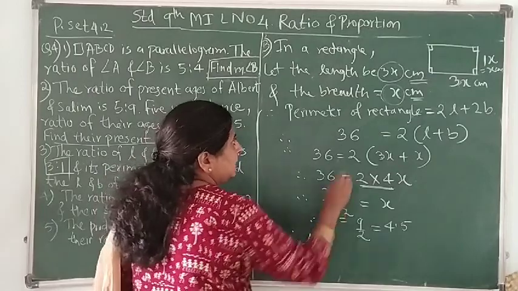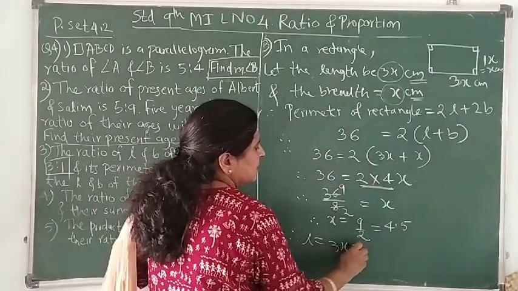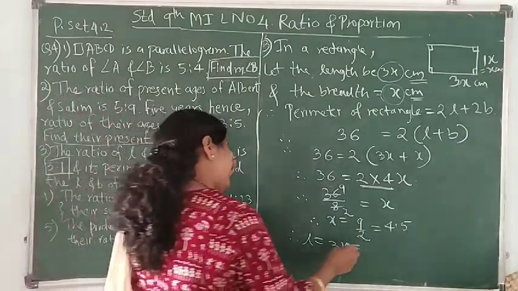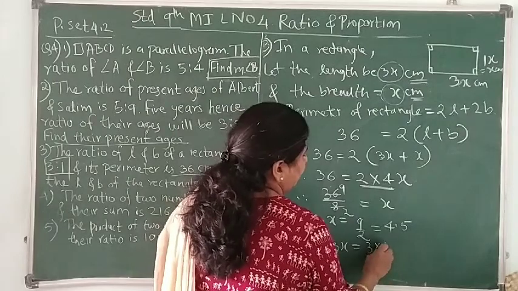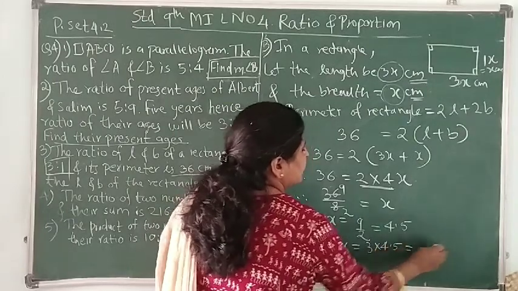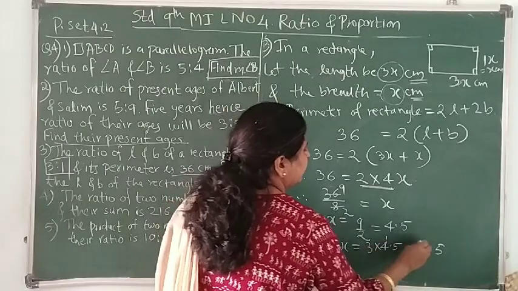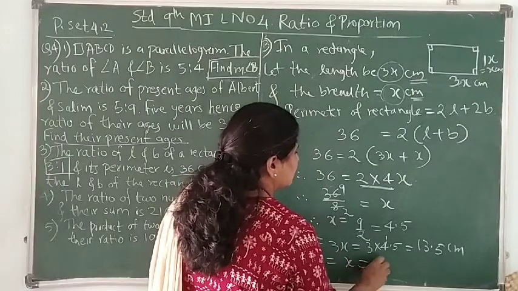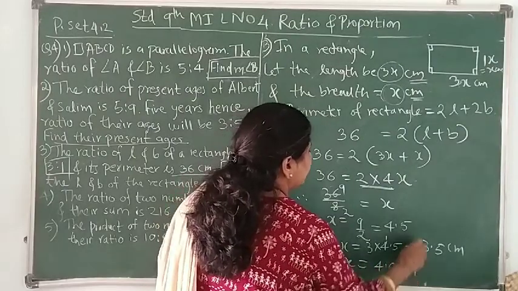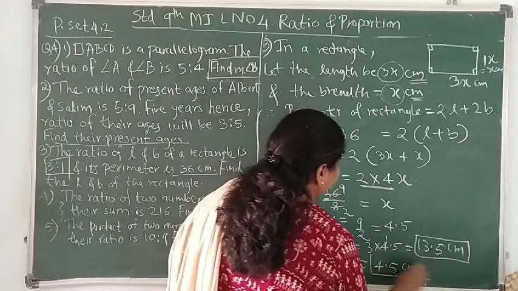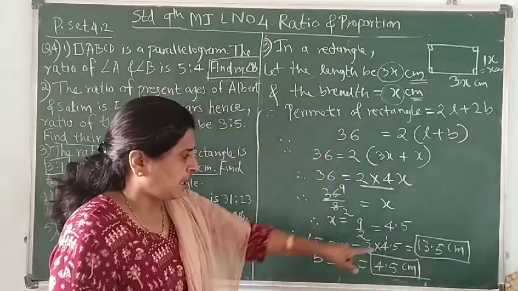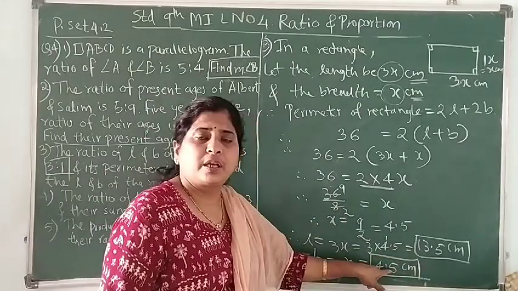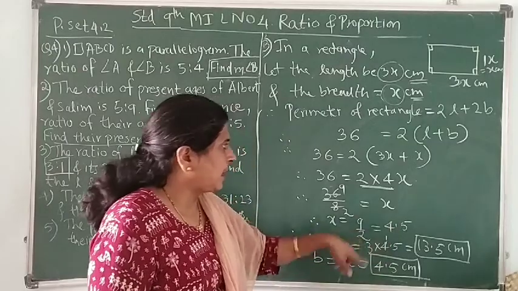As we want the length, which is 3x, this value of x should be multiplied by 3 to get its length. If you multiply 3 into 4.5, then 3 5s are 15, 1 carry, 3 4s are 12 plus 1, 13, put the decimal. This is in centimeter, and the breadth of the rectangle is x, that is 4.5 centimeter. So we have got the length and breadth of the rectangle. We can add this length and breadth: 13 plus 4 is 17, plus 0.5 and 0.5, we get 1. We get 18 centimeter.